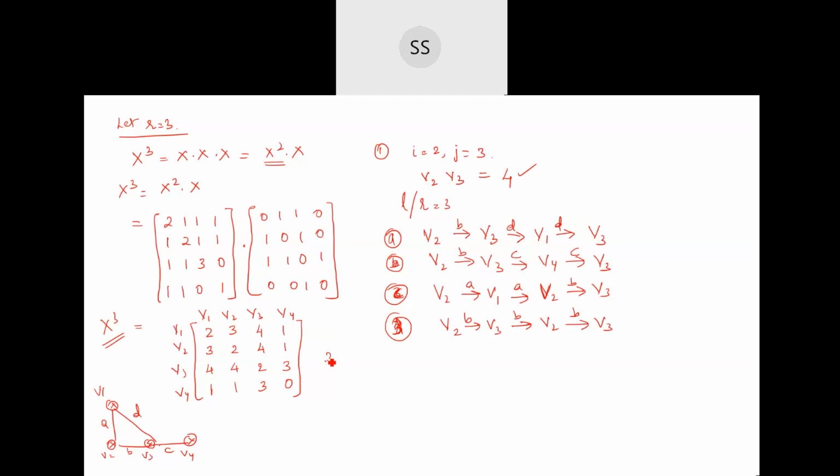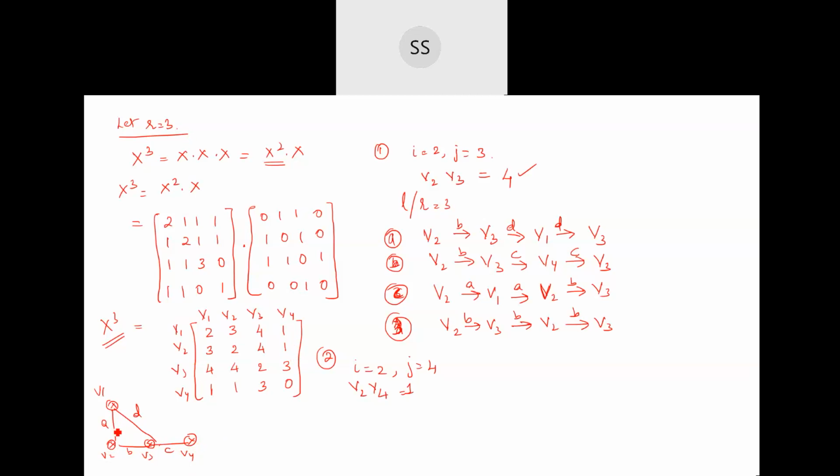Now if I take another example where I is equal to 2 and J is equal to 4. That means V2, V4, and the entry for V2 and V4 is said to be 1. So I have only a single possibility of length 3 between V2 and V4. Single possibility between V2 and V4.